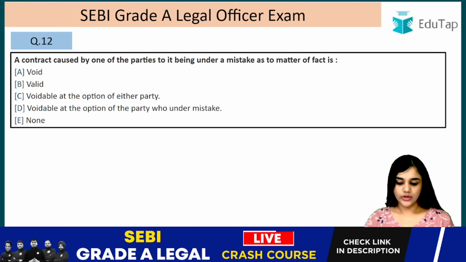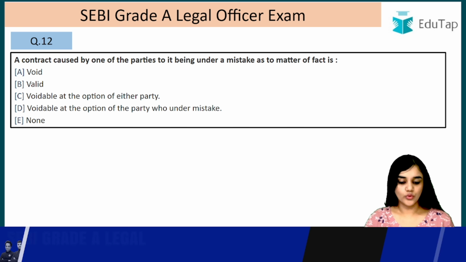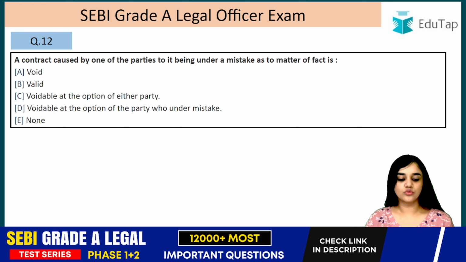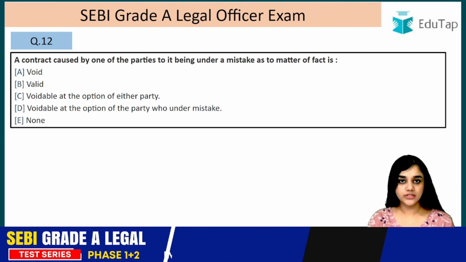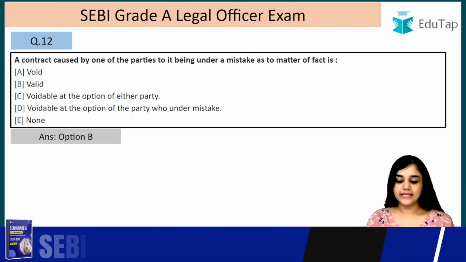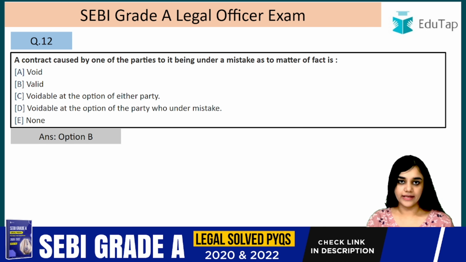Let's move on. Next question. A contract caused by one of the parties to it being under a mistake as to the matter of fact is... So it is talking about a unilateral mistake, a mistake by one party, and this mistake is a mistake of fact, not a mistake of law. It is a mistake of the fact. The answer is it is going to be still a valid contract.